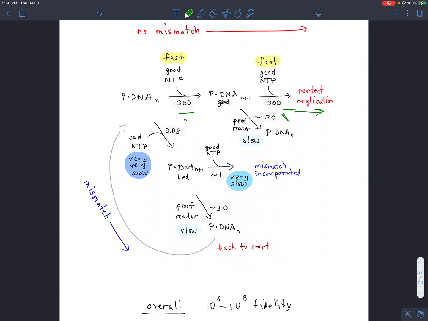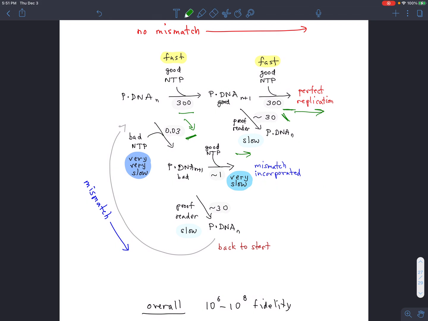But on the other hand, if you're going in on the mismatch side, first of all, it's very slow to start with, and then the next step after that is also very slow, which is what you need in order to get the mismatch really stuck into the DNA, right? Once you've got two nucleotides in place, a bad one here, and then the next one after that, once you've got both of those in place, then that mismatch is really part of the DNA. But it takes both steps, not just one, because otherwise the proofreader may get it.